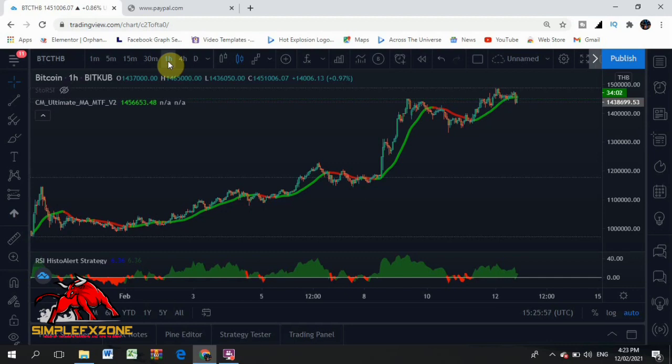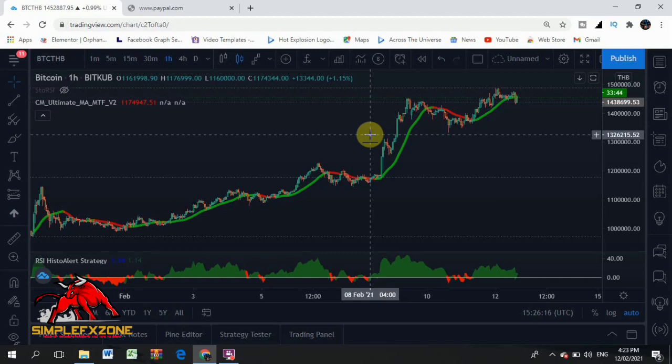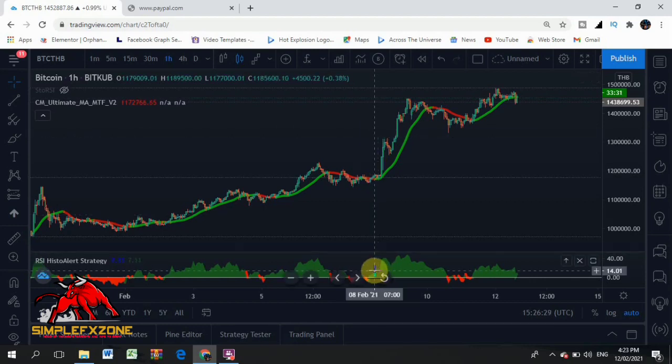So guys, let's go to the number one example of the signal that the strategy generates for us. As you can see here, this is an example. The market crosses over the 20 moving average, and then your RSI is green already. So when both are met, you have to enter that particular trade.